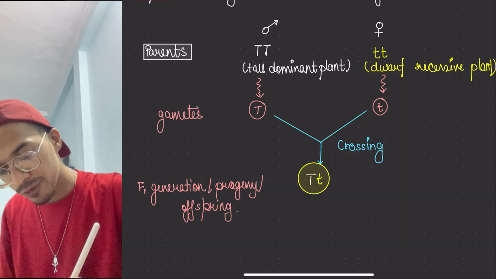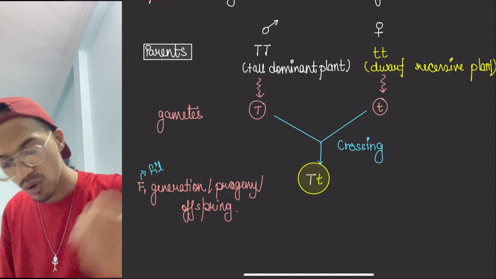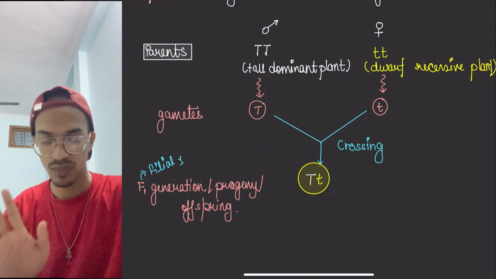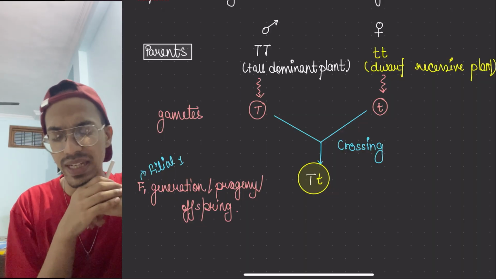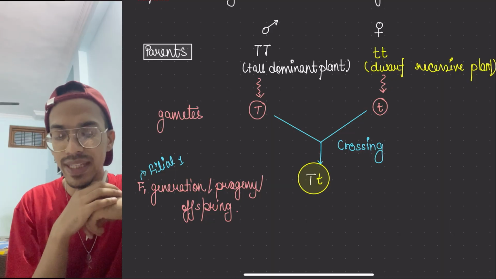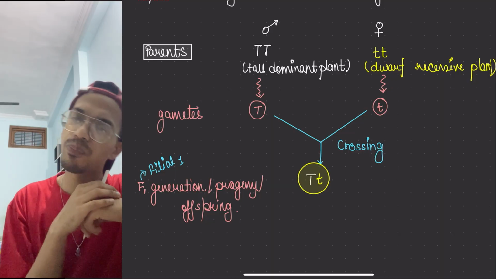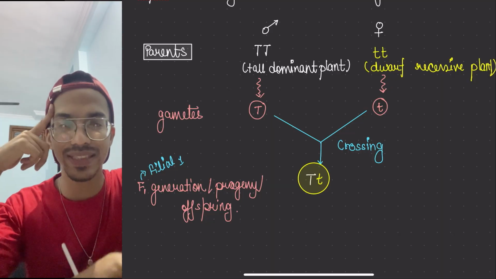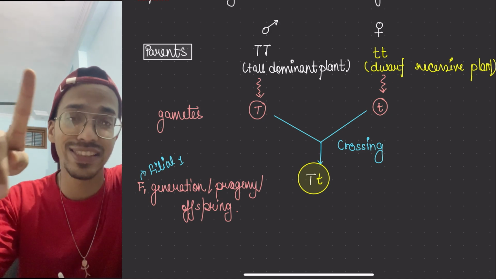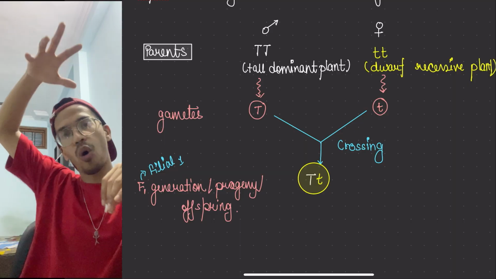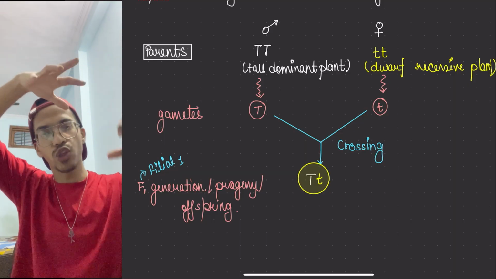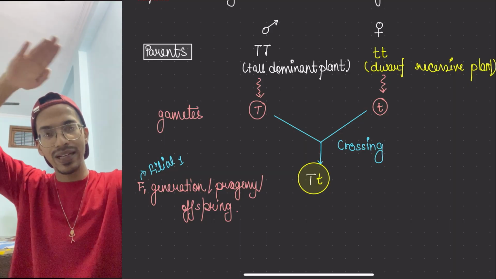It is filial 1, or the first generation. Now this first generation, when we are making it, has a capital T and a small t, meaning both things are present. And our logic says that this should be in between, meaning certain features of tall come and certain features of short come, so it becomes something in between.